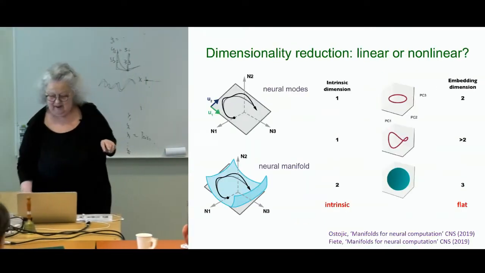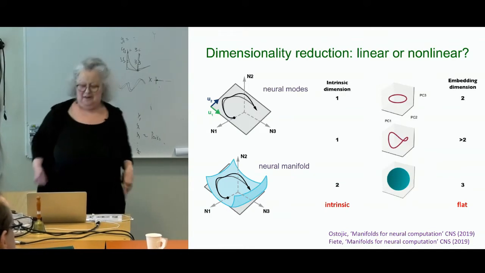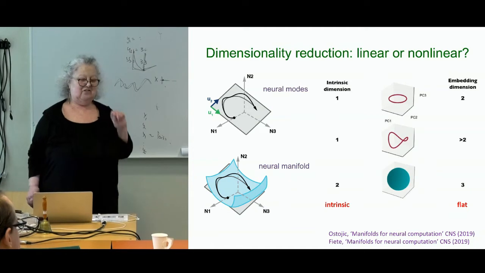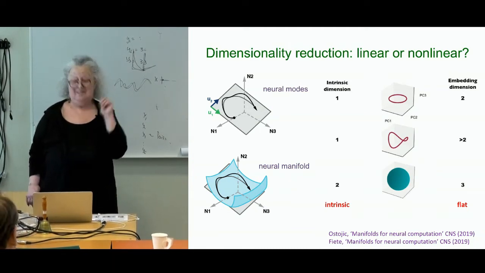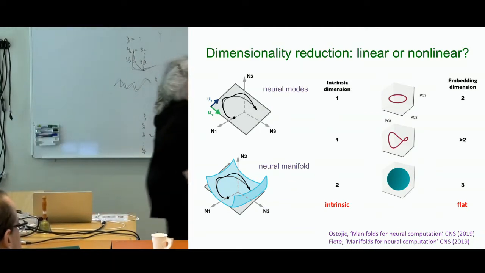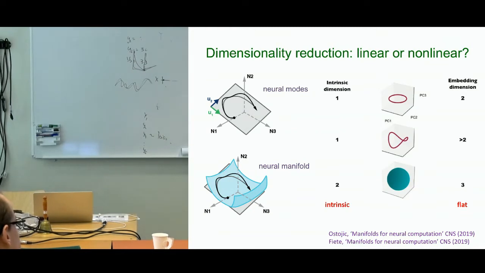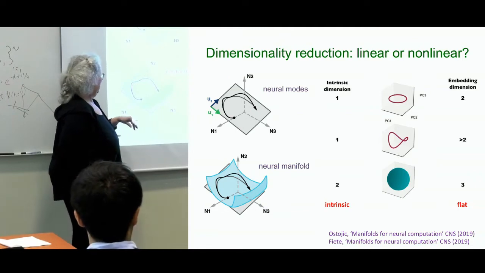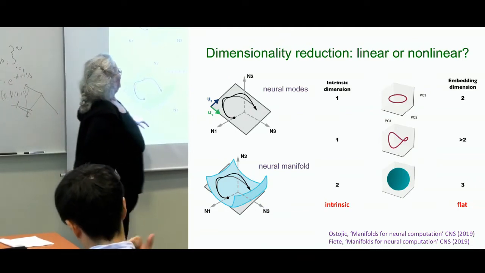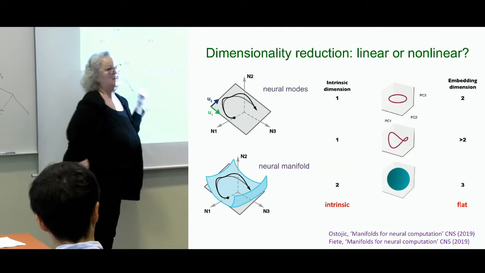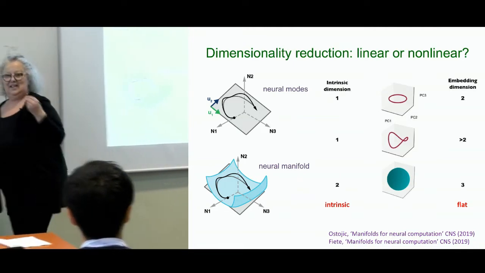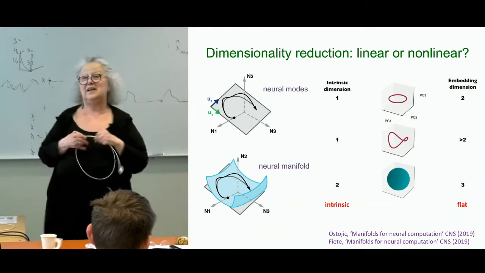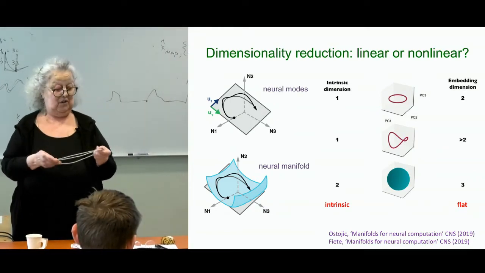And I want to use a very nice picture that Srdjan presented at a workshop that Matt Perich and Juan Gallego organized at the Computational Neuroscience meeting in Barcelona about a year ago, which is this idea of how these manifolds are embedded in the space. And it's related to things that Ila Fiete discussed at the same workshop.